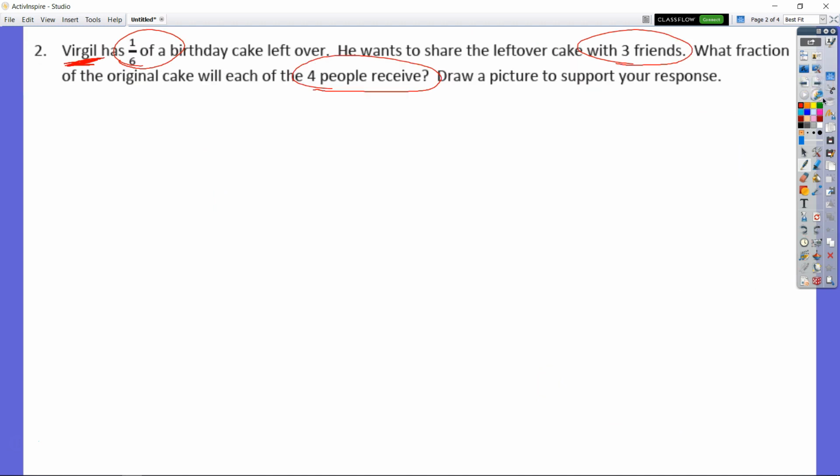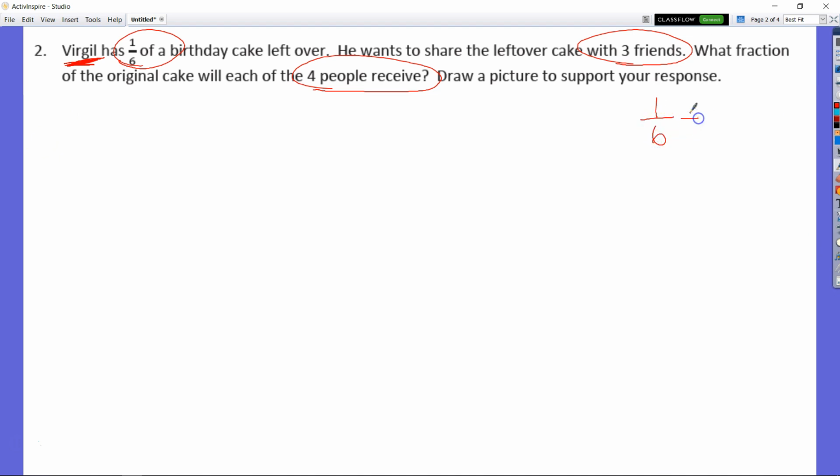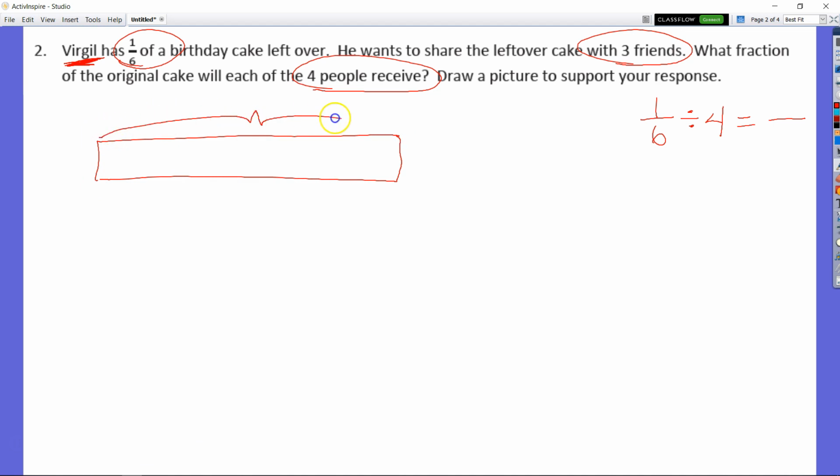Now, in the opposite fashion here, we have 1/6 divided by 4. So we know that this is going to be a fraction. Let's take a look here. So remember, he doesn't have a whole cake. He has 1/6 of a cake. So if this was our whole cake, he has 1/6 of it. So we need 5 lines to give us 6 parts. 1, 2, 3, 4, 5. He has 1/6 of a cake. So that's how much cake Virgil's starting with. He's not starting with the whole cake.